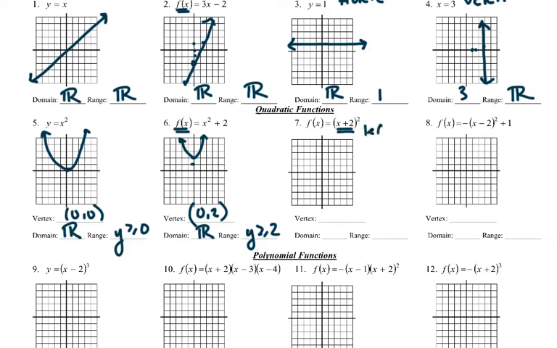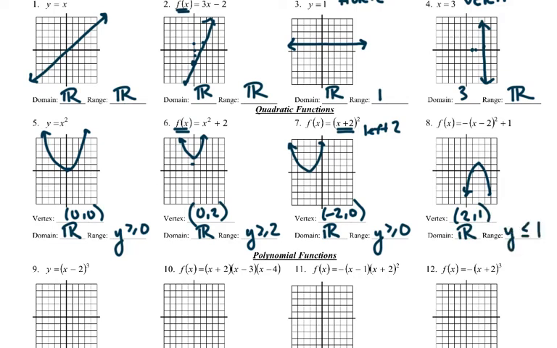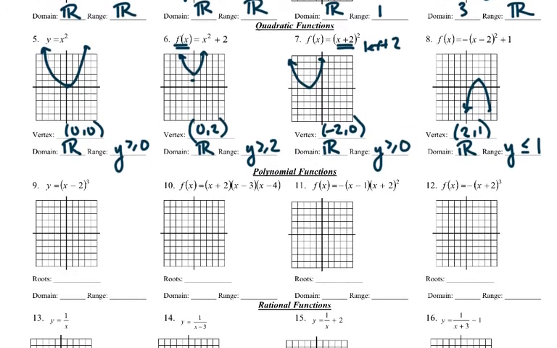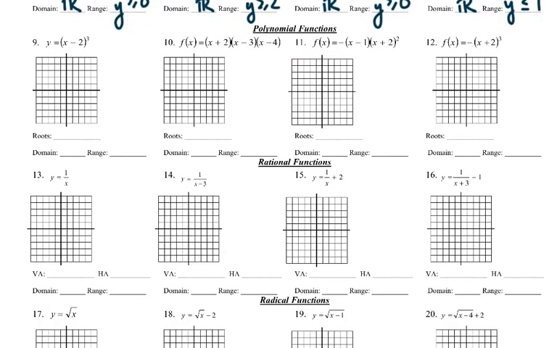Here, when it's on the inside, the shifting happens right and left. This one goes left 2, so vertex is negative 2, 0. Domain all real numbers, range greater than or equal to 0. And then here's our combo where it goes right 2, up 1, and then it's upside down. So the vertex here is 2, 1. Domain is all real numbers, and the range is less than or equal to 1. So in quadratic functions, the domain is always all real numbers, and the range depends on the vertex.